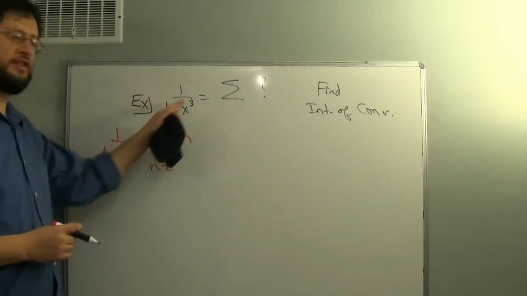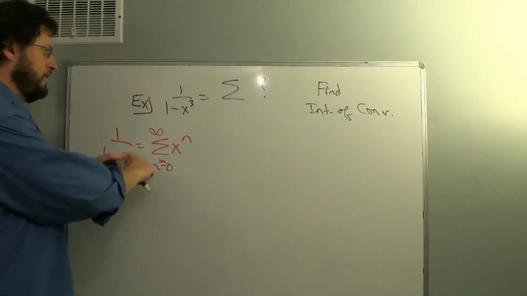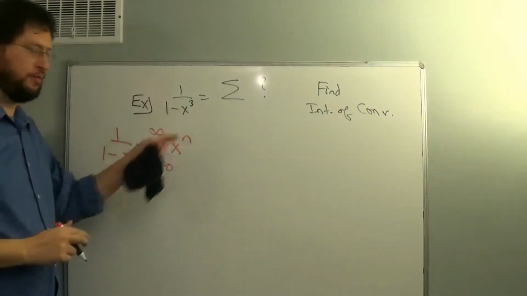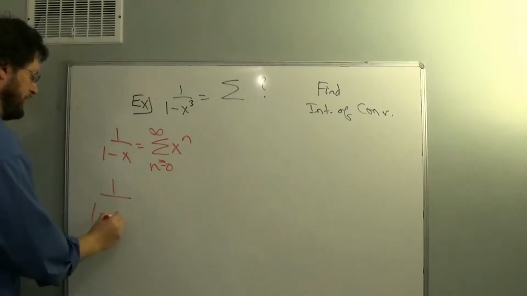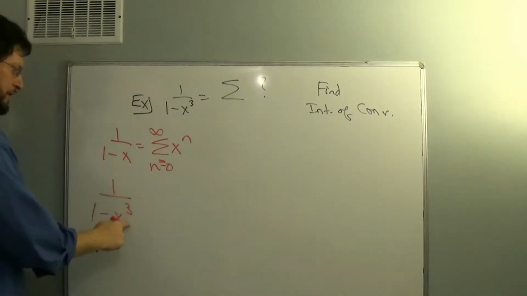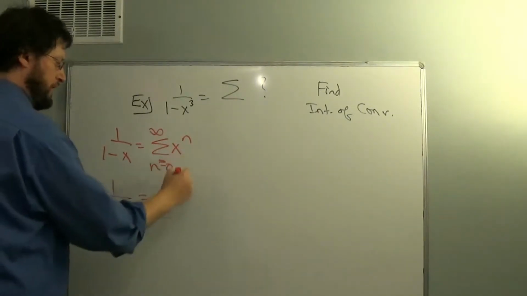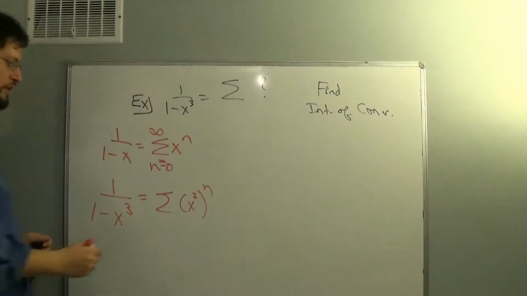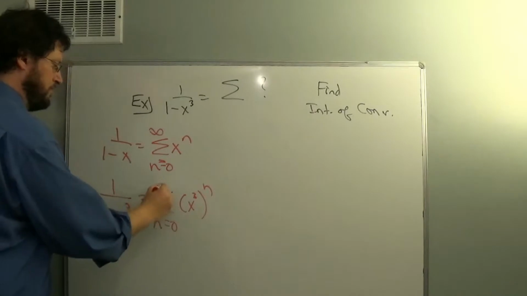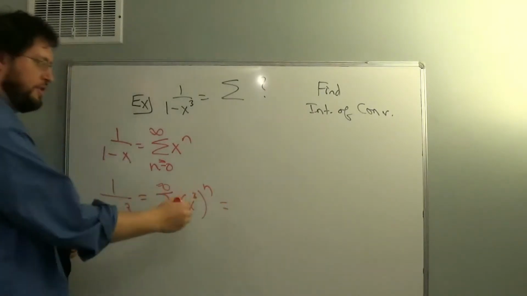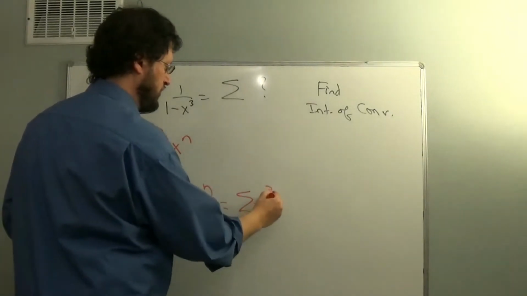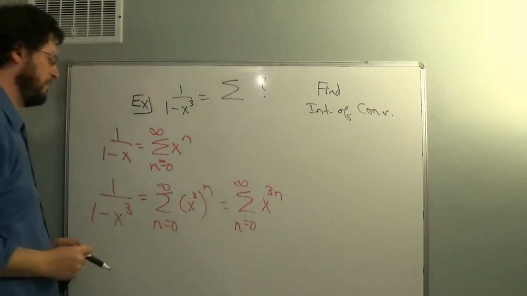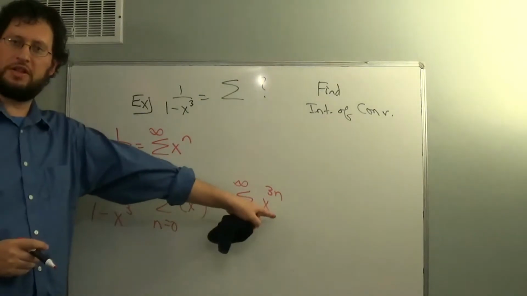What's the difference between these two? Here I have x, here I have x cubed. So what I'm going to do is replace x by x cubed. If I replace x by x cubed, then this becomes x cubed, and replacing x by x cubed means that I have x cubed to the n. But x cubed to the n is x to the 3n. So this is our series.